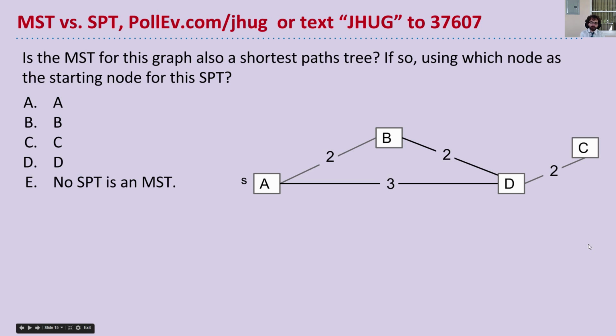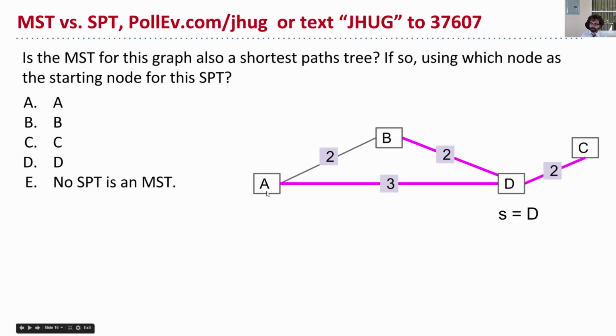To solve this problem, let's try finding some shortest paths trees. I'll pick an arbitrary start point, let's say D. So we find the shortest path tree from D. Well, the shortest path to A will be direct. From D to B will be direct. And from D to C, also direct. There's no need to use this edge in the shortest paths tree. So if we look right there, this is the shortest path tree from D, if D is the source. And we'll see that is not the minimum spanning tree that we just saw.